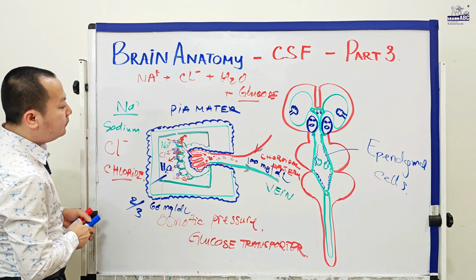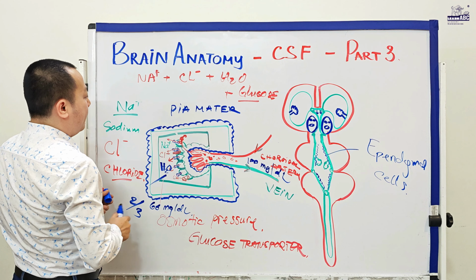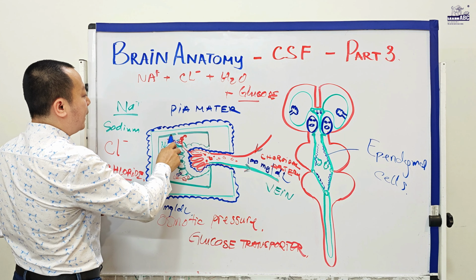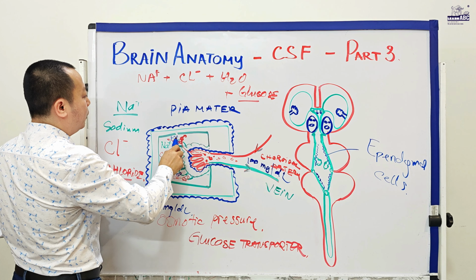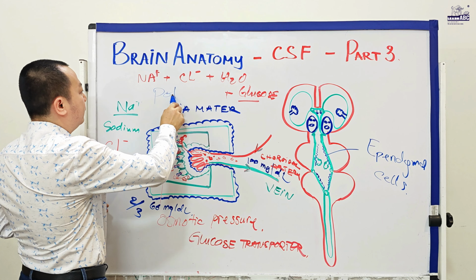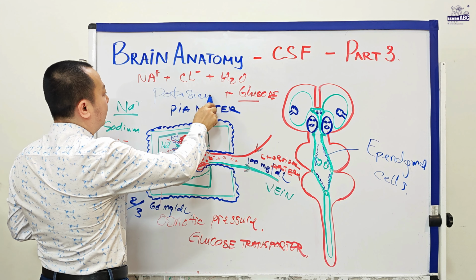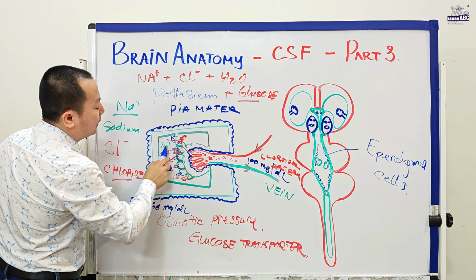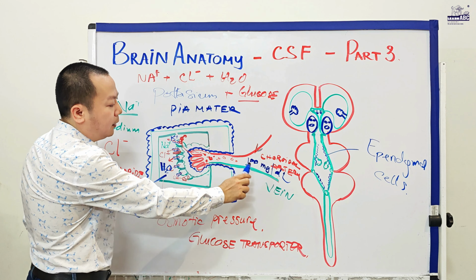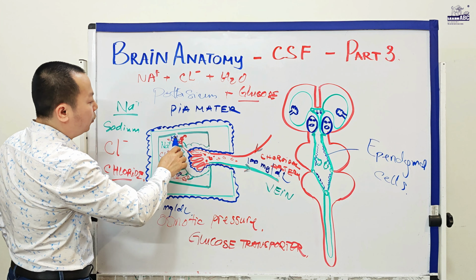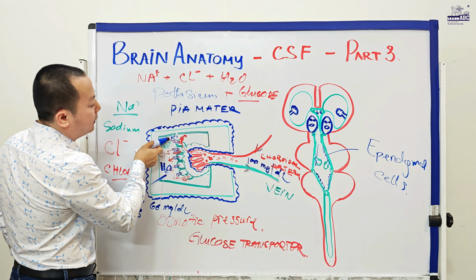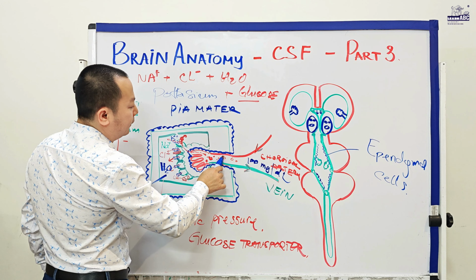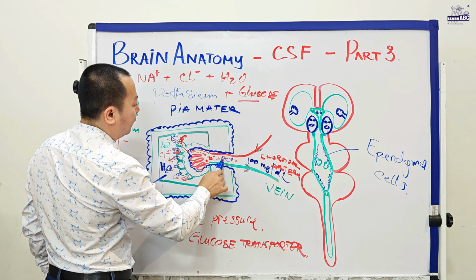And then one more thing you need to remember, in this cavity, the CSF here, we have potassium. Potassium. Right, potassium. So the CSF will send something back to the blood through the transporter. Then the potassium will go back to the blood, right? So potassium also here.